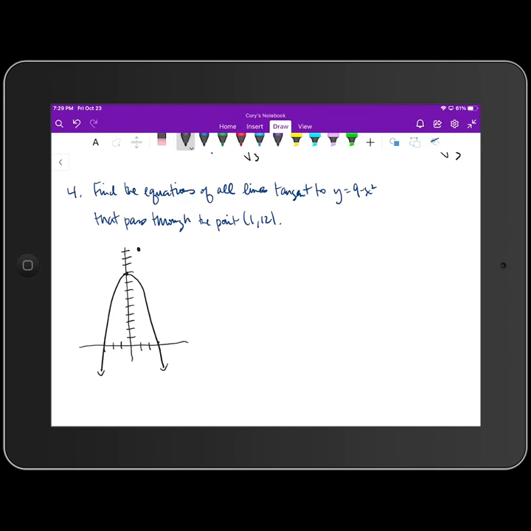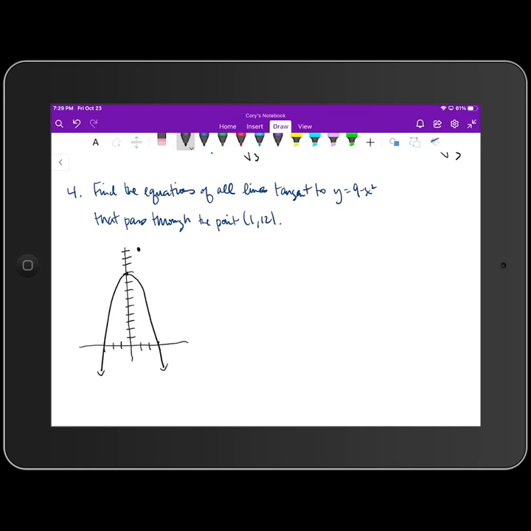We know that to find the equation of the tangent line, we need to determine the slope of the tangent line, which we can figure out by taking the derivative of our function. But we also need a point of tangency. And that's the issue that we don't have. We don't have a point of tangency in this question.